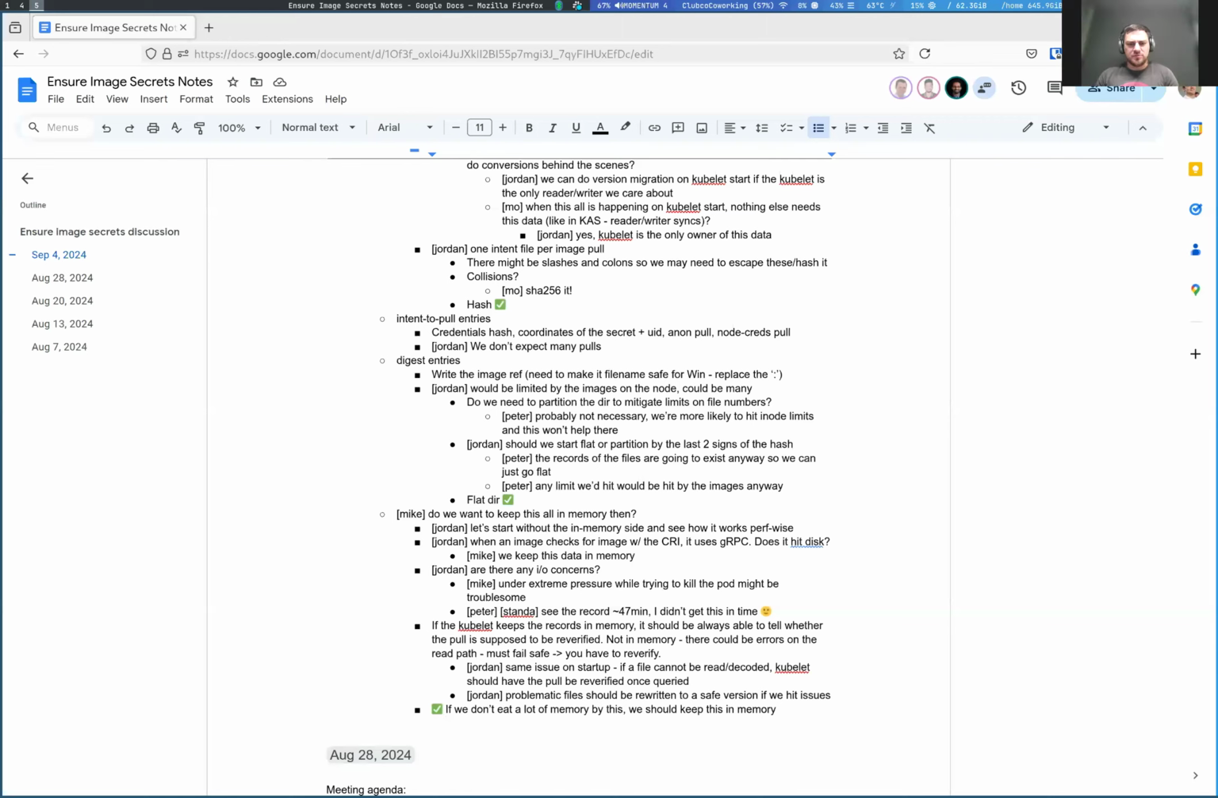Would you still like the first version to be just files, or would you like to start with an in-memory version right away?